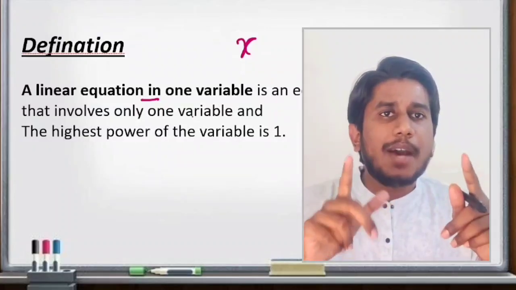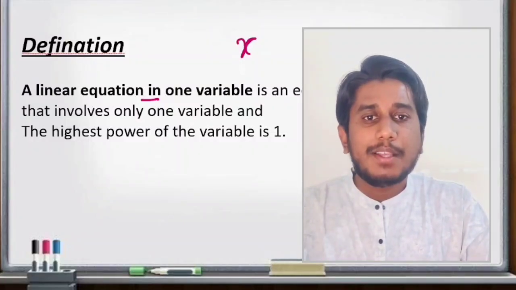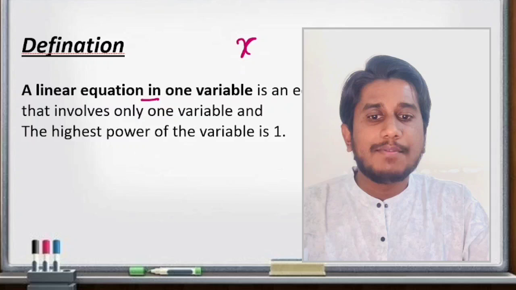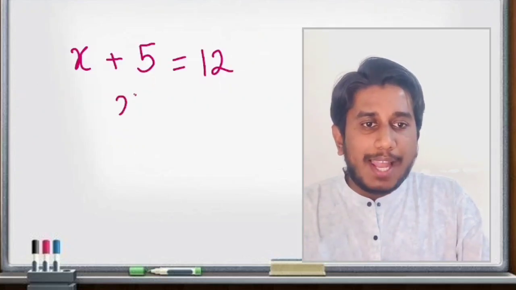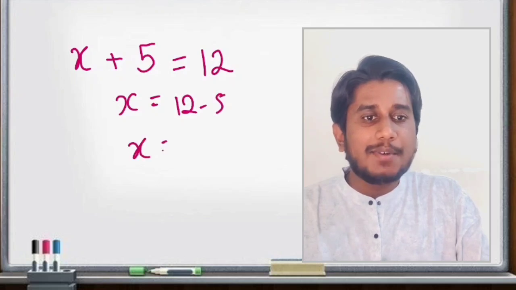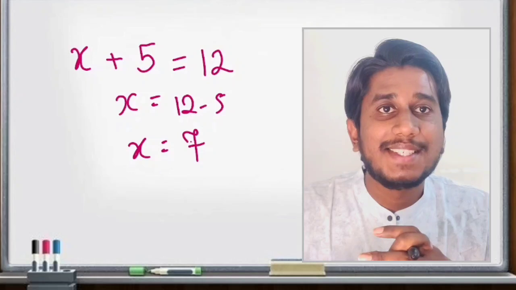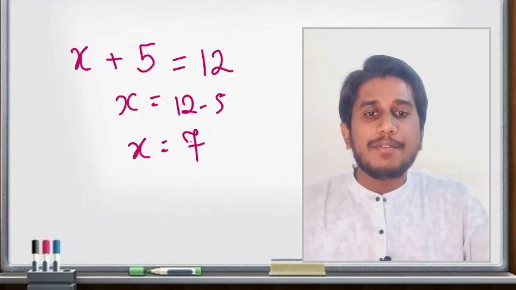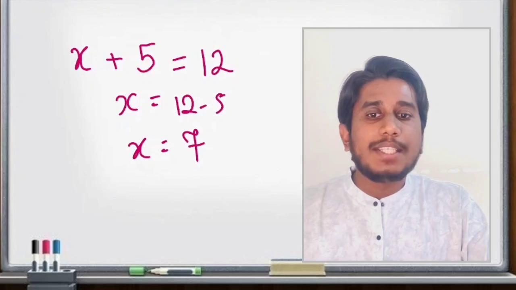So how many of you have calculated the answer? Previously we saw one problem: x plus 5 is equal to 12. We can solve it: x is equal to 12 minus 5, and x is equal to 7. How many of you got 7 as the correct answer? Yes, very good.